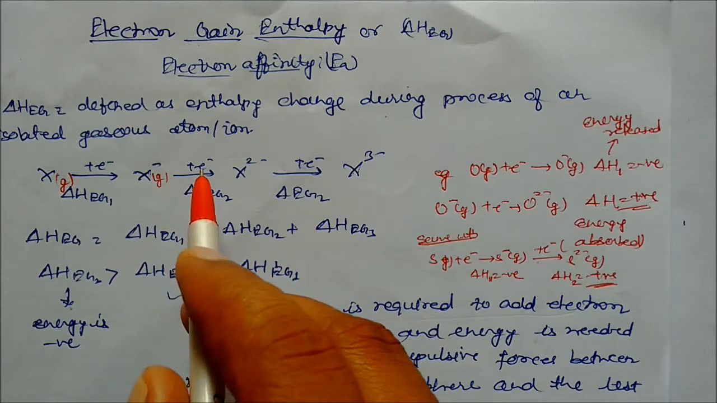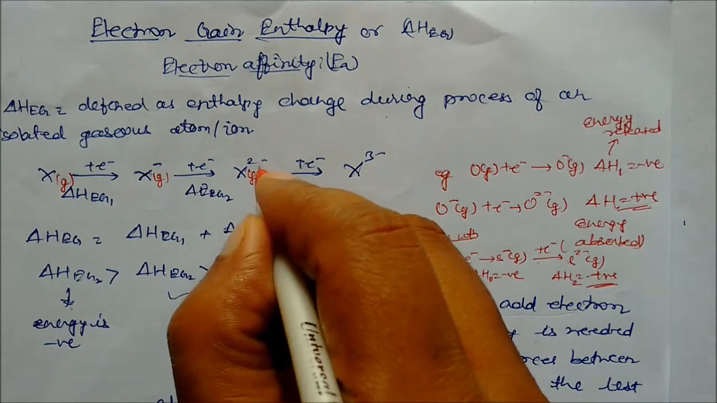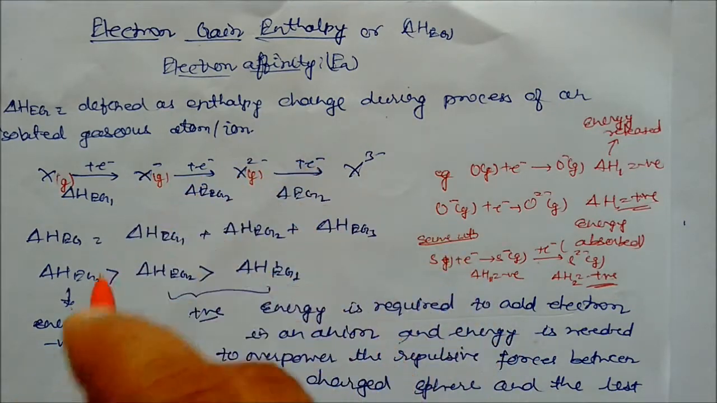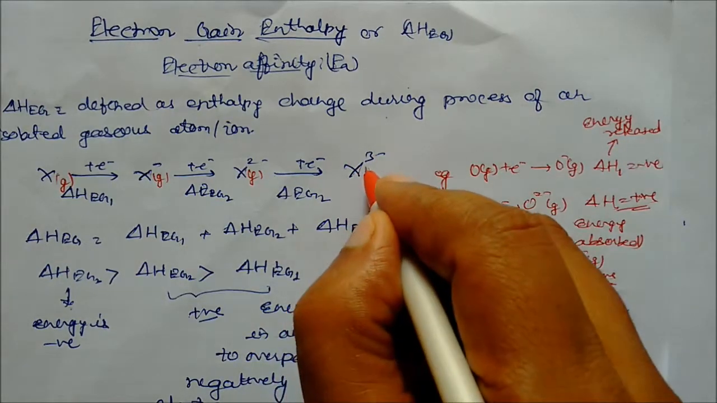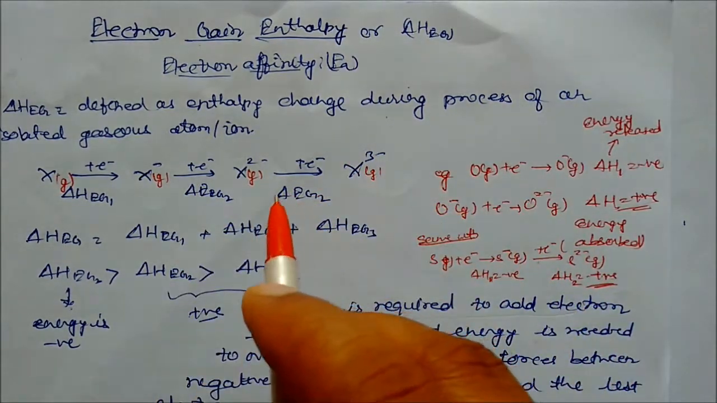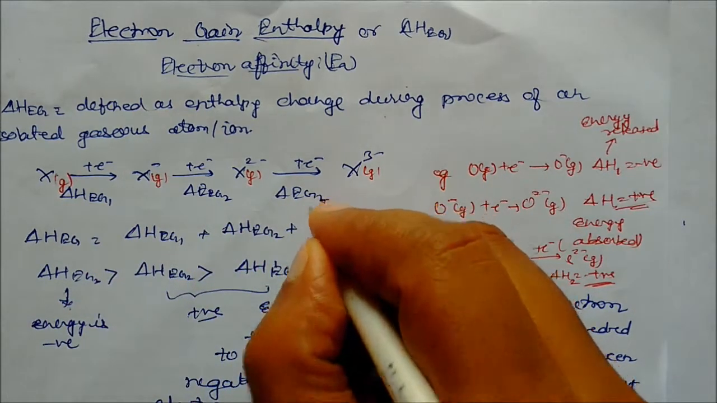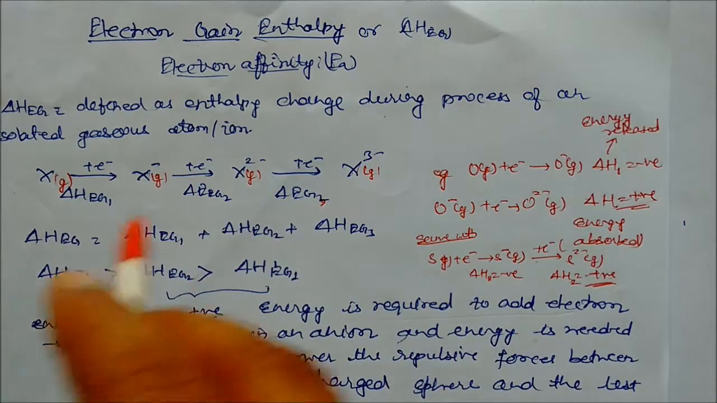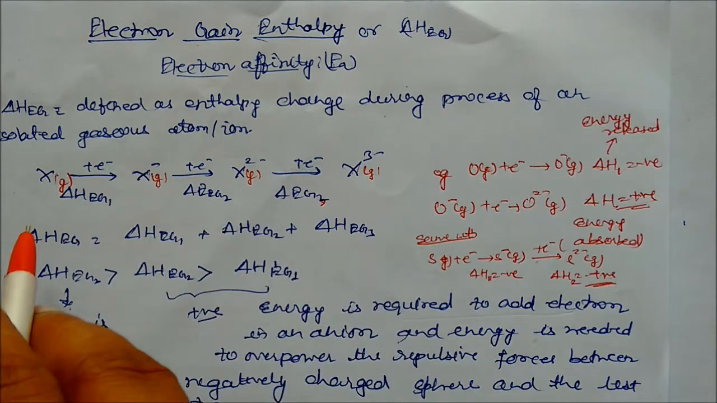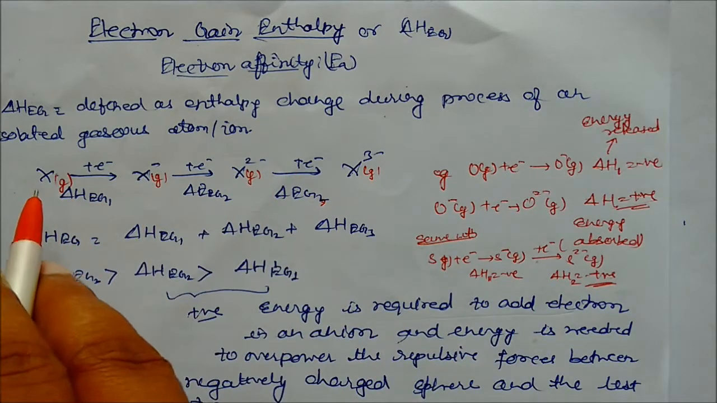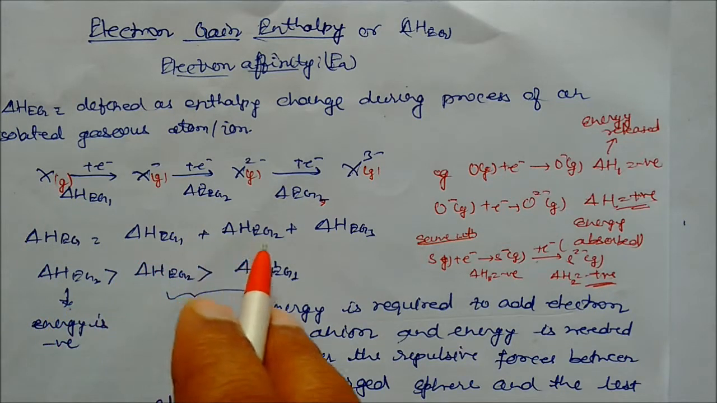And again, if you add one more electron, it will again be in the gaseous state, so it becomes X with 2 negative charge after gaining electrons. So there is a second energy. And if you add another electron, it becomes X3 negative, also in the gaseous state. So this will be the third energy. So there are 3 energies: ΔEg1, Eg2 and Eg3. So the total energy released or gained by this element X in the gaseous state is ΔH_eg equal to ΔH_eg1 plus Eg2 plus Eg3.